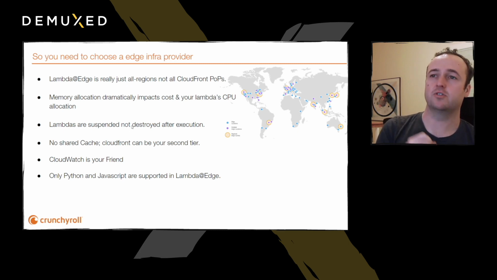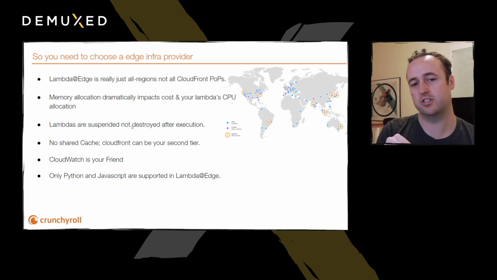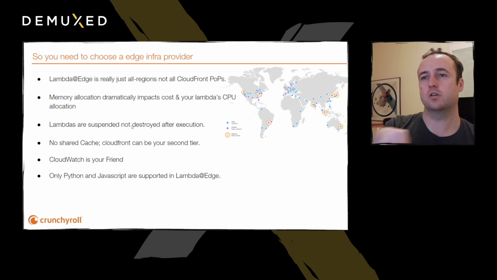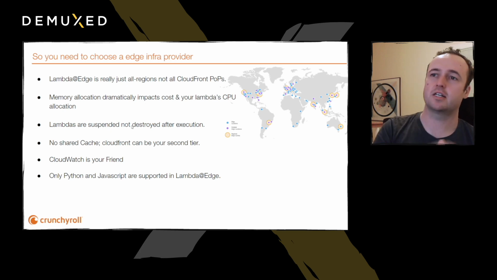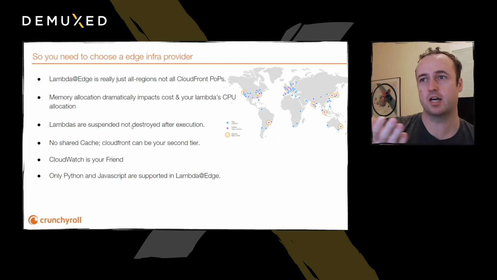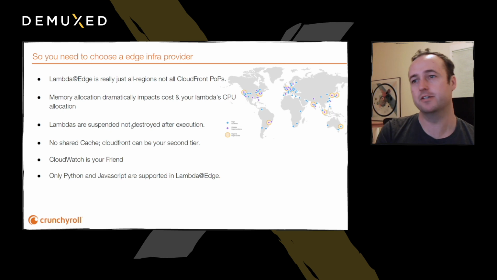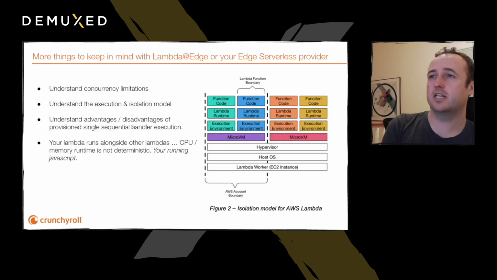There's no shared cache, so there's no Redis or ElastiCache or anything you can use to store resources across requests, but you can use CloudFront as your second cache tier, in addition to an in-memory cache, relative to the Lambdas not being destroyed after their execution. CloudWatch is your friend. We'll talk a little bit about that. And then, of course, JavaScript. Hopefully you like JavaScript if you're going with Edge Lambda at present. They don't support all the languages that they support in the origin lambdas. Important to understand about the platform that you're developing for.